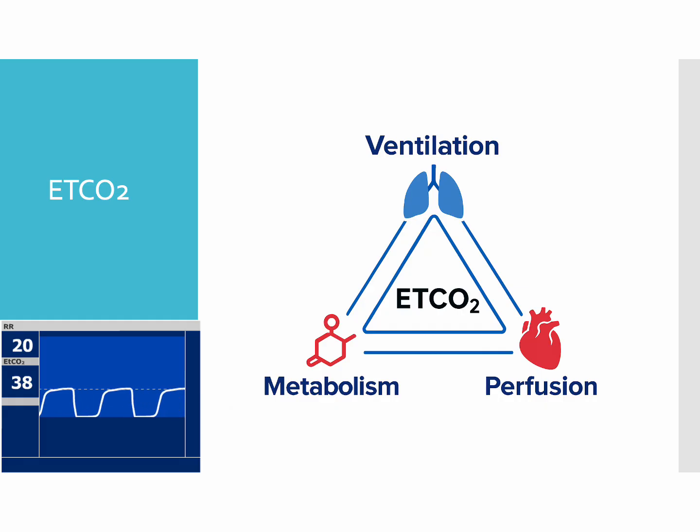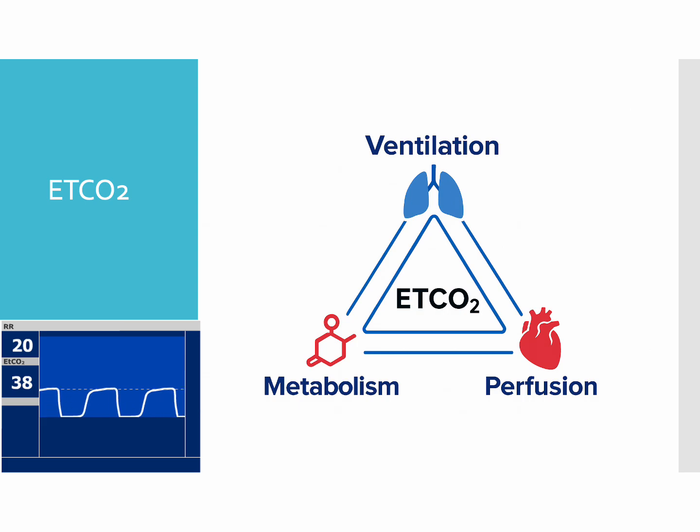If ventilation slows, like in hypoventilation, CO2 builds up and end-tidal CO2 rises. If ventilation is too fast, like in hyperventilation, CO2 is blown off and end-tidal CO2 drops. An example is a patient breathing too fast after an anxiety attack. Their end-tidal CO2 is 25, which is low. And a patient in an opioid overdose, their end-tidal CO2 is 60, which is high.